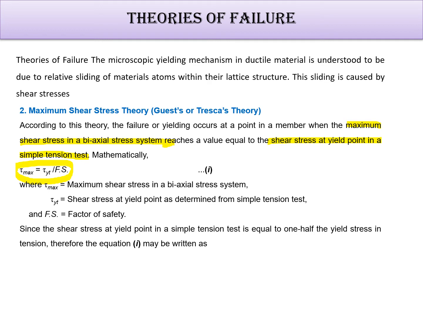Now, since the shear stress at yield point in a simple tensile test is equal to 1/2 the yield stress in tension, equation 1 we can write as tau max equals sigma yt upon 2 times the factor of safety. The sigma yt I have already shown in the previous slide, in the stress curve.